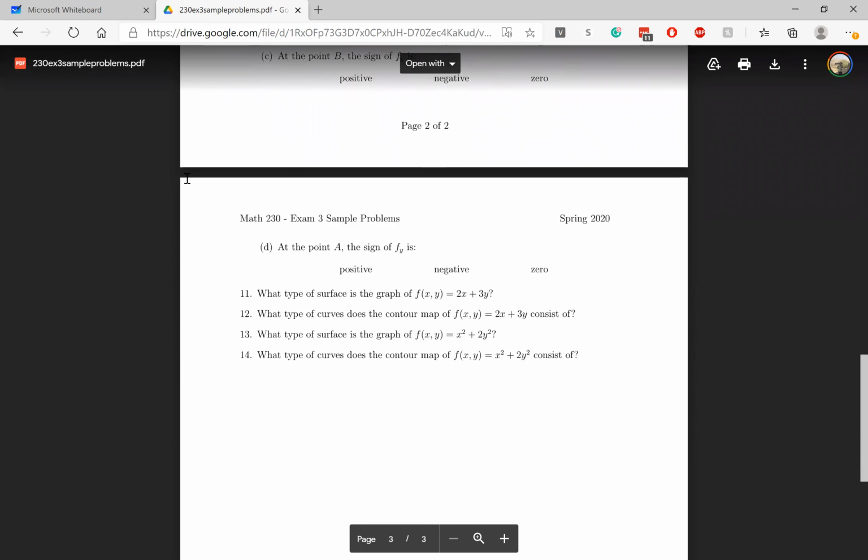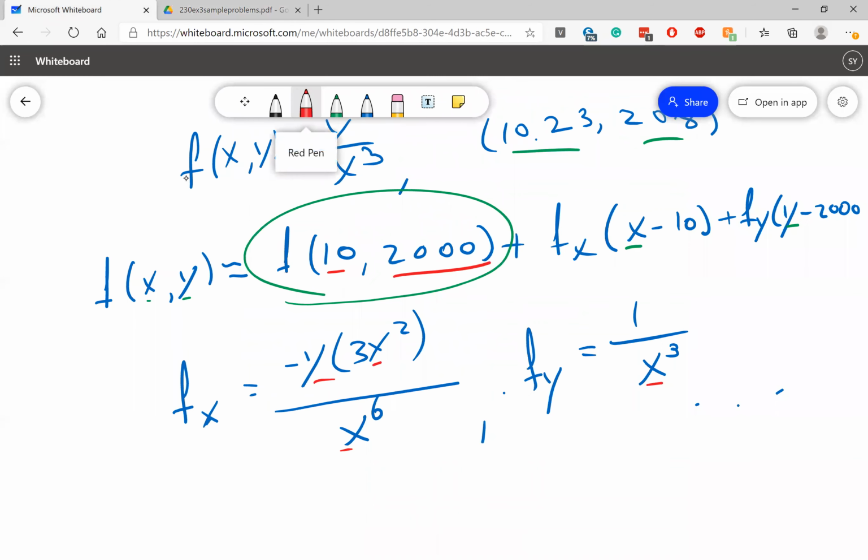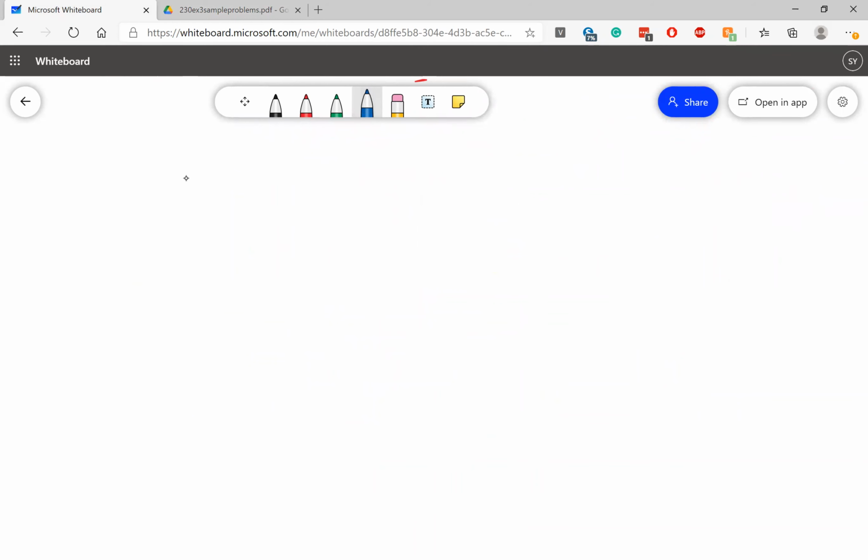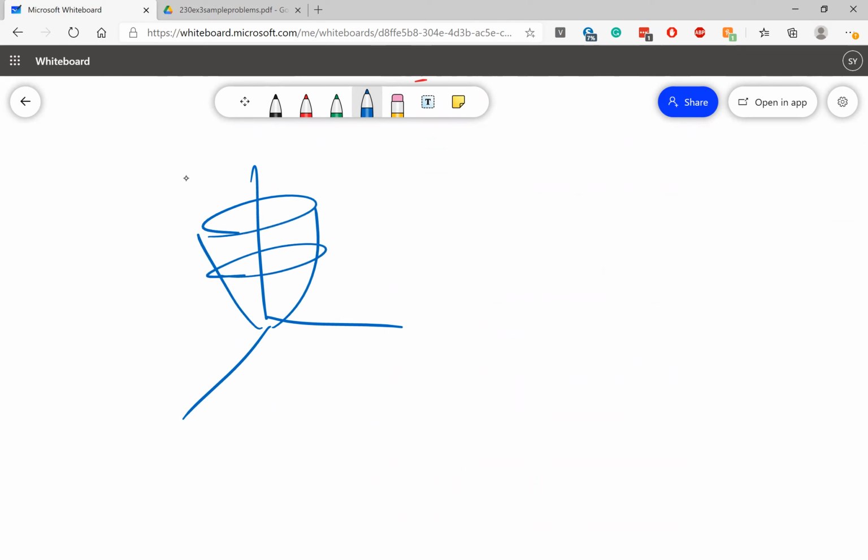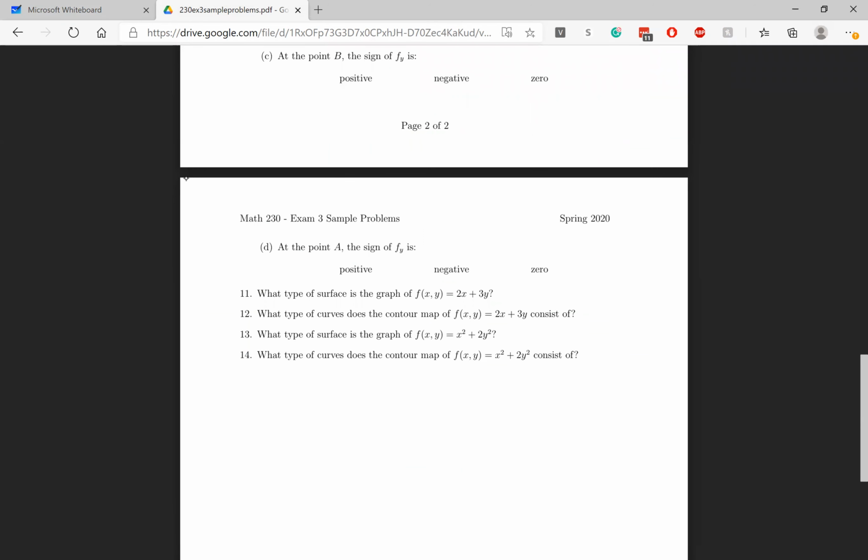Okay, next question. What type of surface is the graph of f(x, y) equals 2x plus 3y? That's a plane. What type of curves does the contour map of this consist of? It would be lines. What type of surface is the graph of f(x, y) equals x squared plus 2y squared? That would be a paraboloid, something like this. What are the contour maps? They are going to be ellipses.